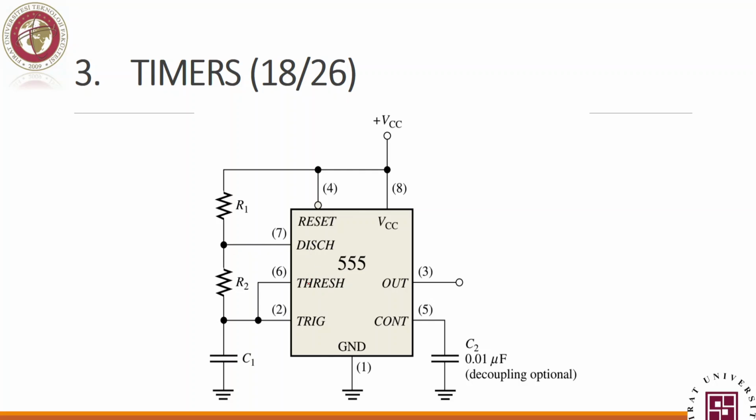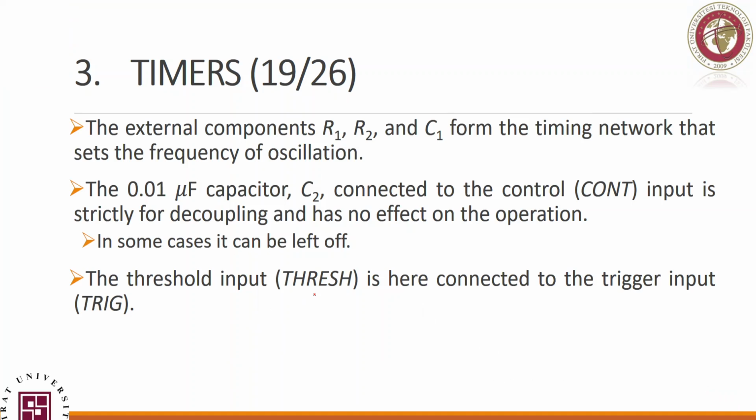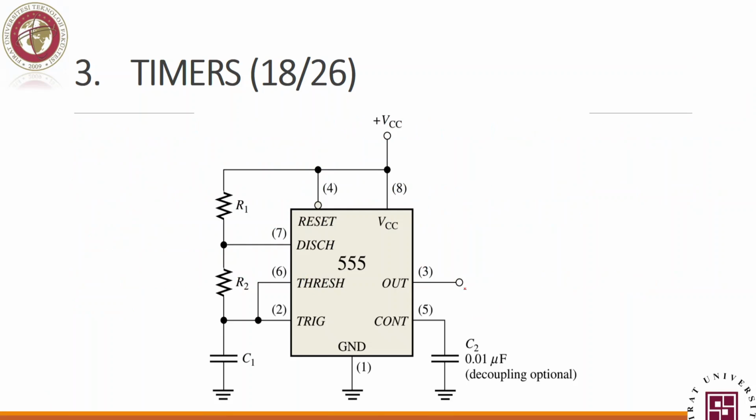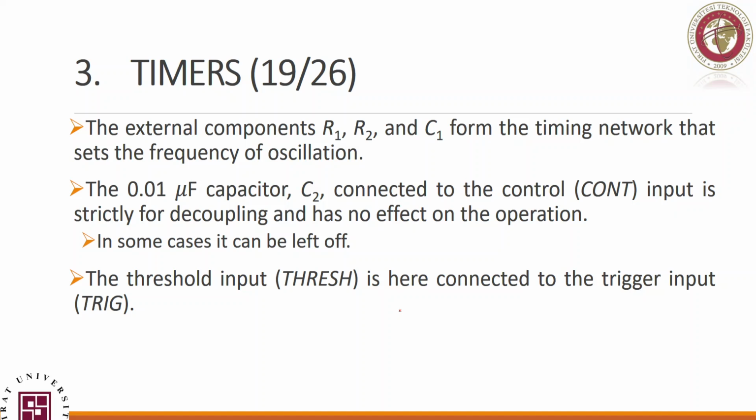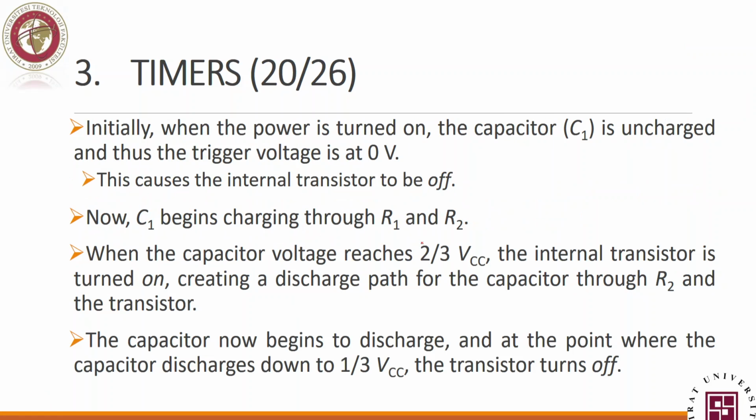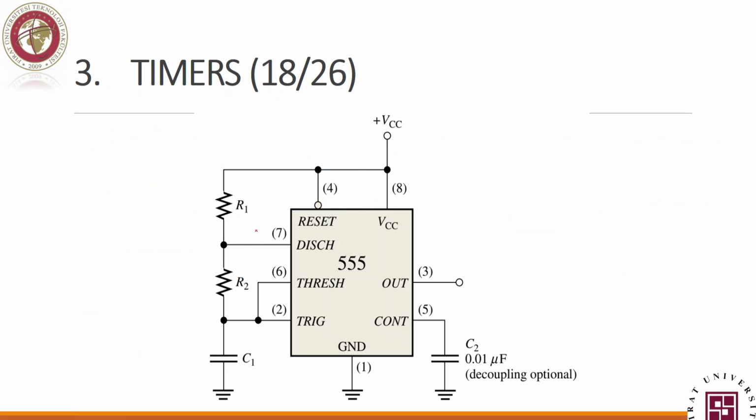So what happens? It's exactly like this. Initially we have the output as low, and our transistor is a bit different. If the output is low, think about this. Now let me show you the connection. Now we have C1 connected to trigger.